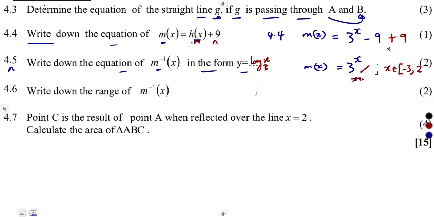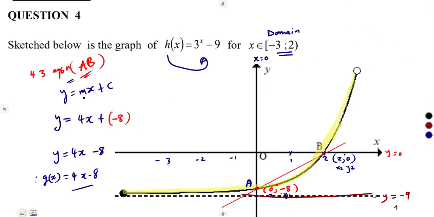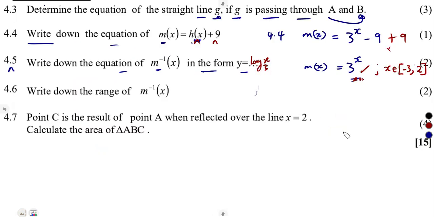It is only the y values that are affected. When you shift it up, the y values are affected. So meaning to say, our asymptote is going to be affected. All these, the range also will be affected, not the domain.